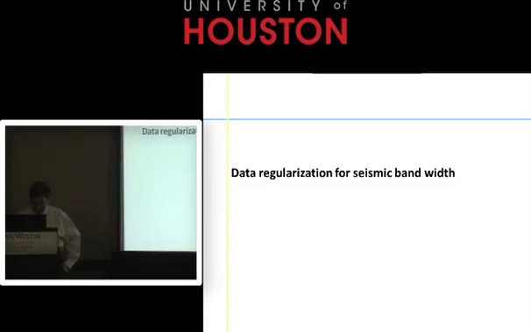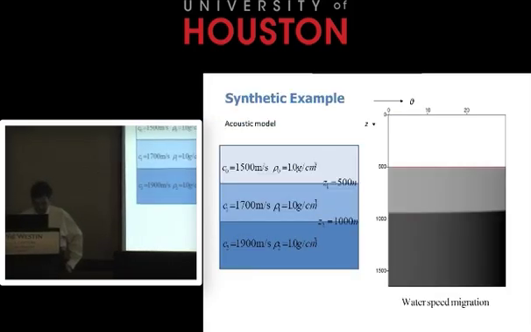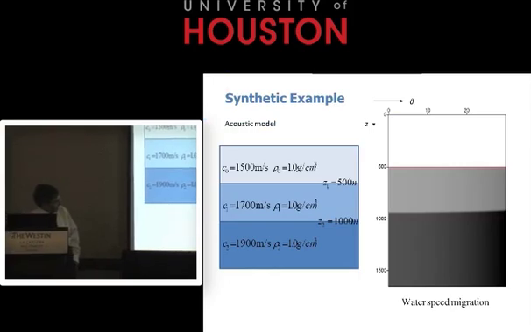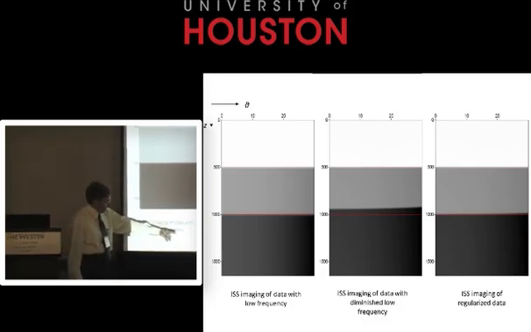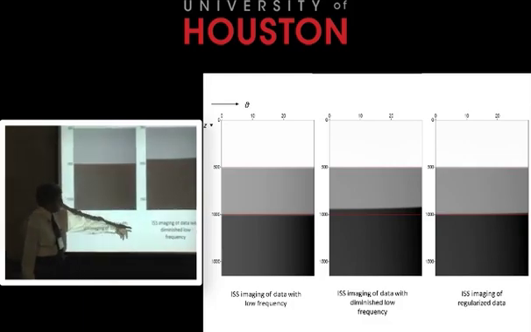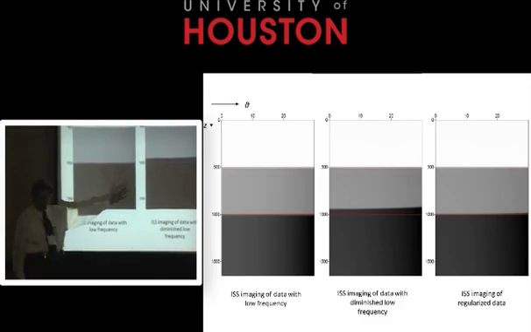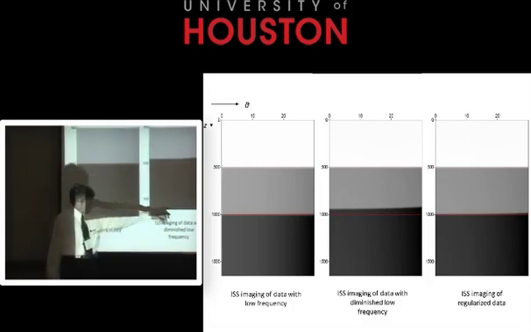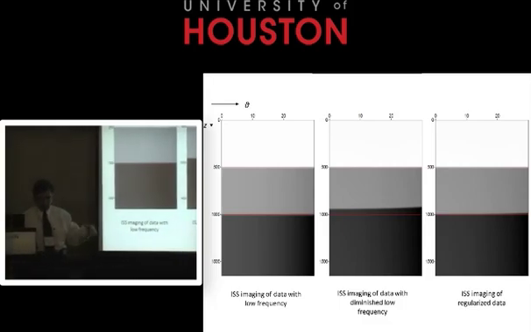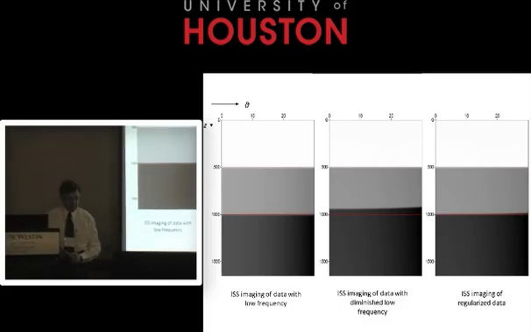Next, data regularization. Here's an example of water speed migration. Here's low frequency in the data, so you don't have an issue. ISS with diminished low frequency doesn't move. It gave you the same as the water speed image. It can't build a box. We understand? With Fang's regularization, it does like having low frequency. That's a crucial thing that I would encourage people to look at.